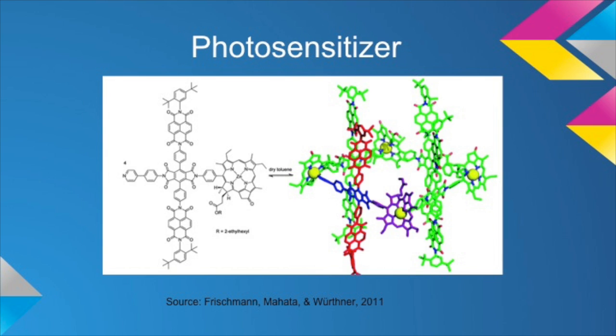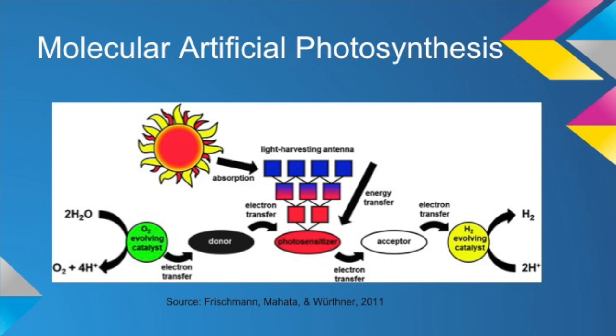The next thing needed is a photosensitizer to separate the charges and prevent back electron transfer. Just like with the light harvesting antenna, there are many different ways to make a photosensitizer, each with relative advantages and disadvantages. Generally, structures called metallic triads are used. An example of such a triad is shown here. As you can see, the final necessary ingredient is the catalyst.